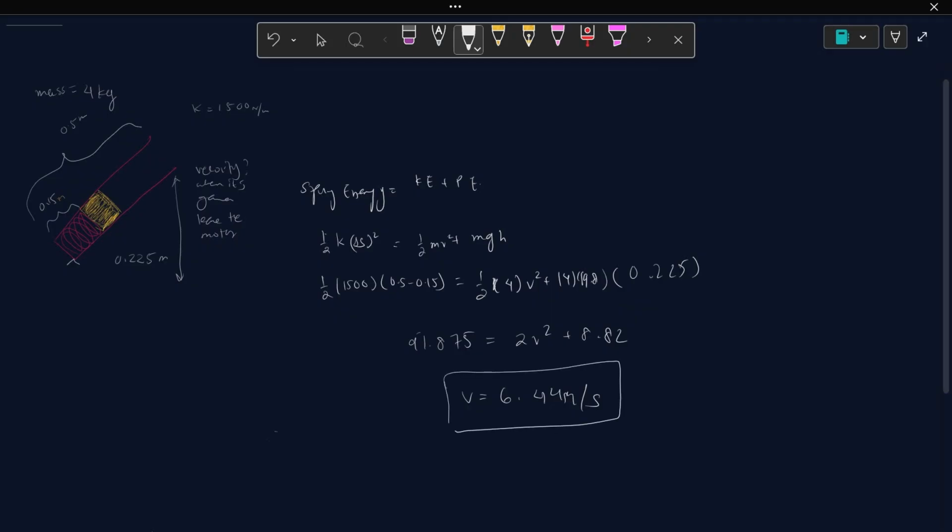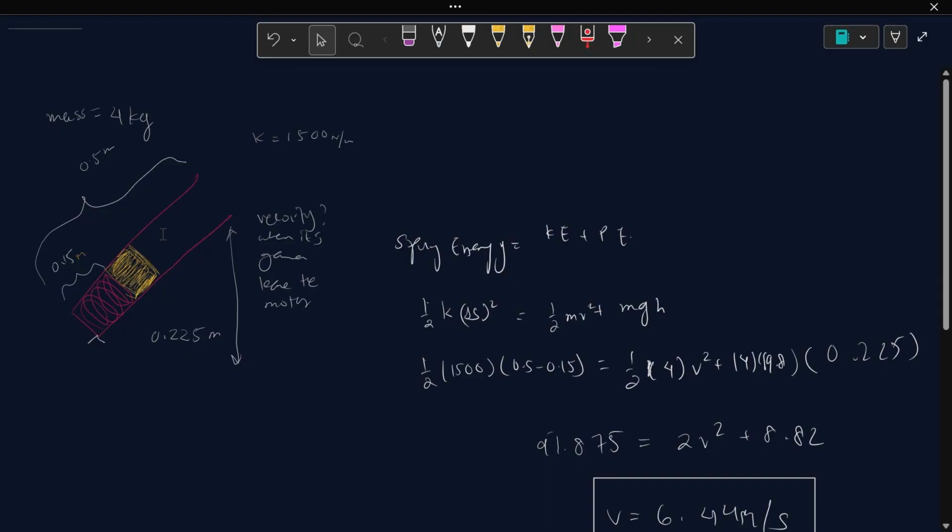This was a pretty straightforward question, but the only thing you had to figure out was that you're going to use the energy equation here to solve this question, based on everything that was given to us. That's how we determined that the energy equation is going to be useful here.